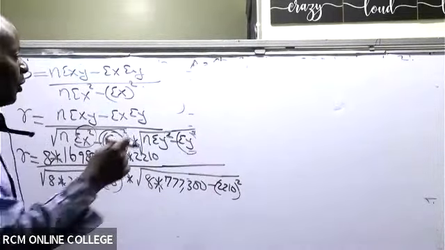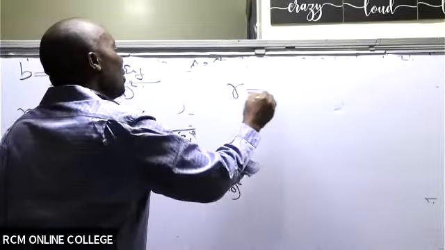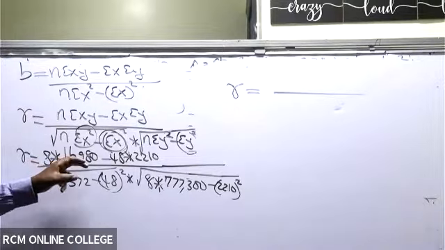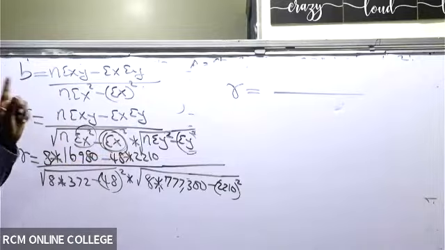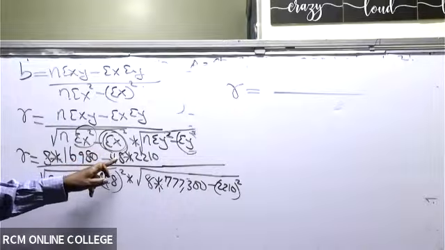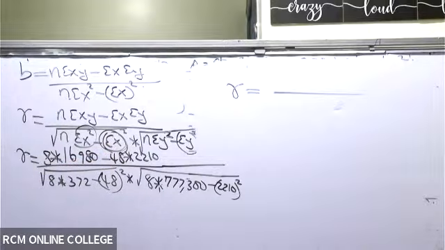So then my R will be equal to what? Is there somebody who is able to remind me the numerator? First of all, we start with the numerator. You say 8 times this minus this times 2210. So we take 8 times 16,980 minus 48 times 2210. Please give me this figure, all of you.